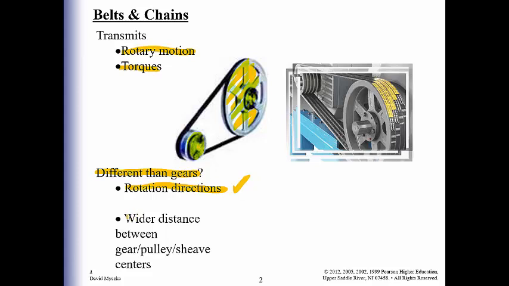Also, we could pretty much use whatever distance. It could be really flexible in the distances between the centers of those pulleys or sheaves. So that's a very useful thing as well, because we can understand when gears are connected, there's not much distance between the centers, but we can most definitely transmit this motion over a larger, wider, longer distance.